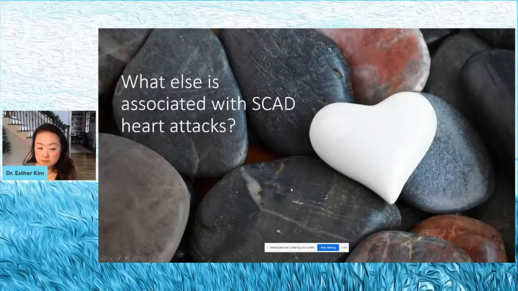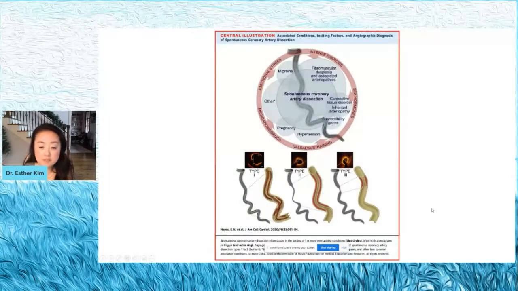What else is associated with SCAD heart attacks besides FMD? This is another illustration from the same review article in 2020. What you see here is a cartoon of the various types of spontaneous coronary artery dissection. The type 1 spontaneous coronary artery dissection is that which causes that intimal flap. It's that rent in the innermost artery layer. And you can see what we call train tracking when you do an angiogram.